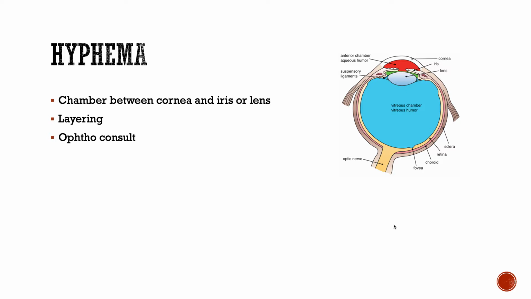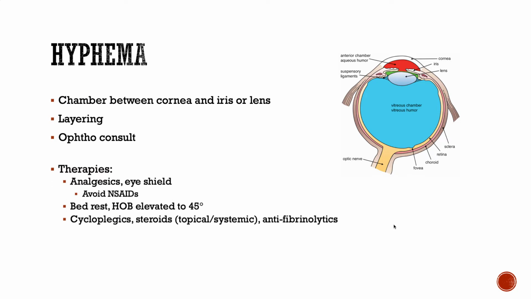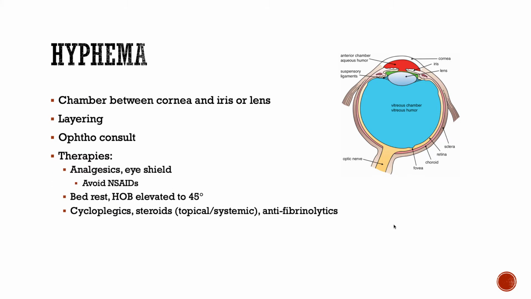This is one that you definitely want to talk to ophthalmology about, because you are worried about other potential ocular injuries or elevated intraocular pressure. It can be subtle, so it's very important to do a thorough eye exam, because you can have just a subtle layering of blood at the inferior aspect of the anterior chamber. So it's very important to get a thorough exam, especially with the right mechanism.